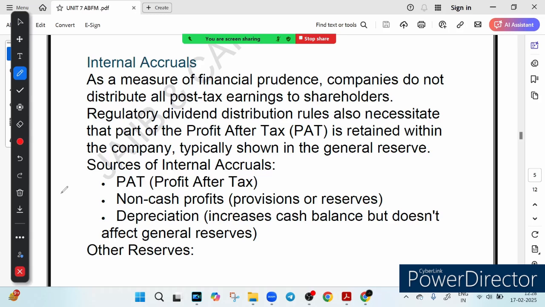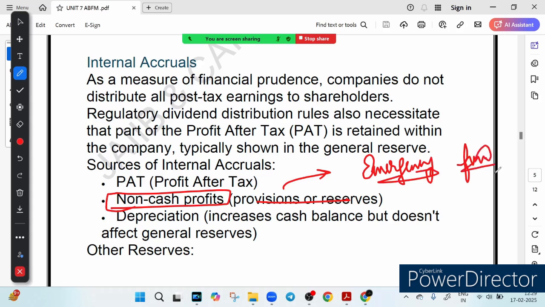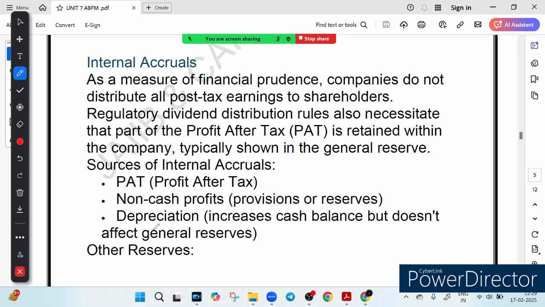Companies build their internal savings from different sources. The first source is the PAT, profit after tax, meaning the actual earning after paying taxes. The second source is non-cash profit, which means provisions and reserves. There are some emergency funds which are set aside. In banking, provisioning is done, so companies also do some provisioning. This is also a source of internal accrual for financial stability.